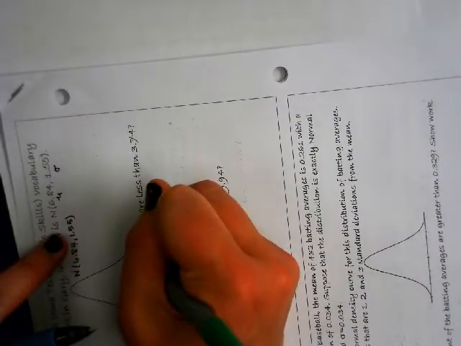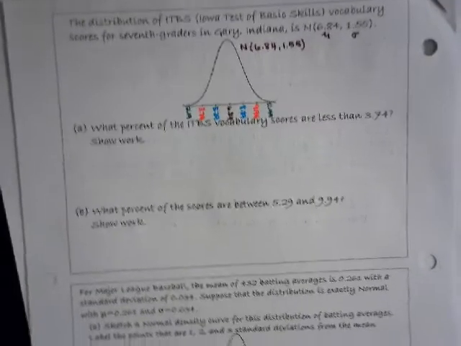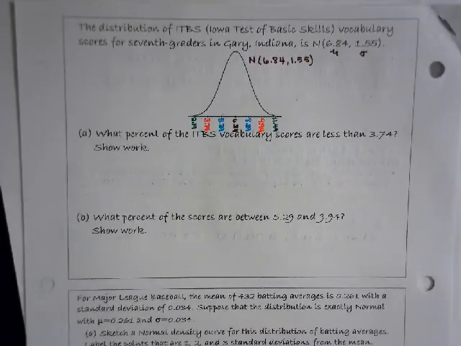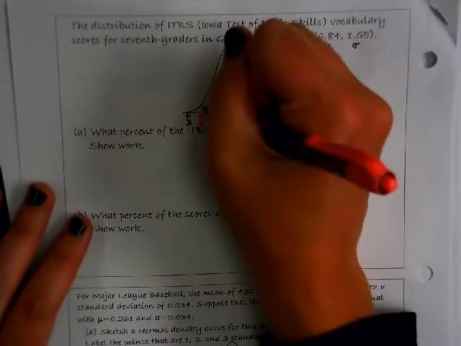Everybody good with how I got my numbers at the bottom? Any questions? All right, question A. What percent of the ITBS vocabulary scores are less than 3.74? Show your work. So we want to figure out what percent is less than 3.74. So 3.74 is right here. We want to figure out this shaded area to the left because less than is to the left.